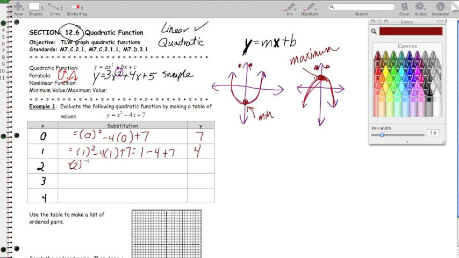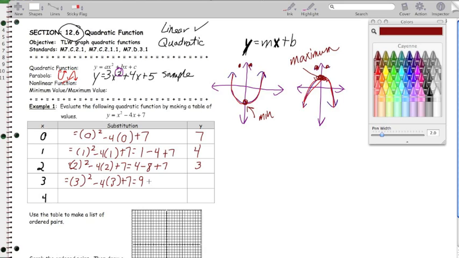I'm going to substitute in 2. 2 squared minus 4 times 2 plus 7. 2 squared is 4 minus 8 plus 7. Negative 4 plus 7 is 3. Next, I substitute in 3. 3 squared minus 4 times 3 plus 7.